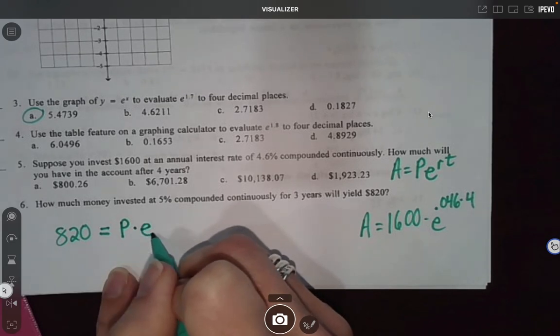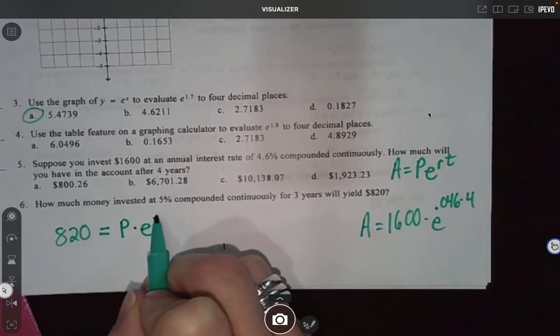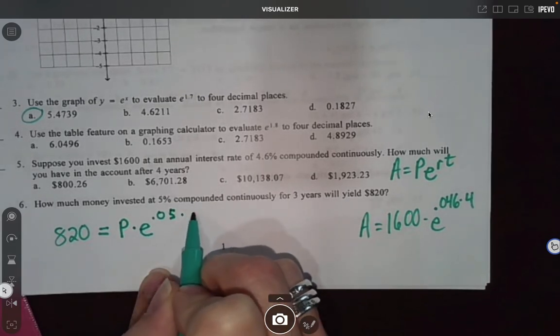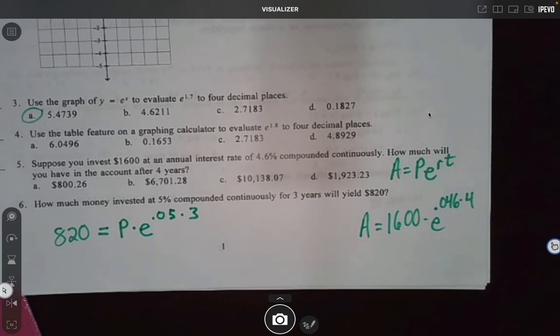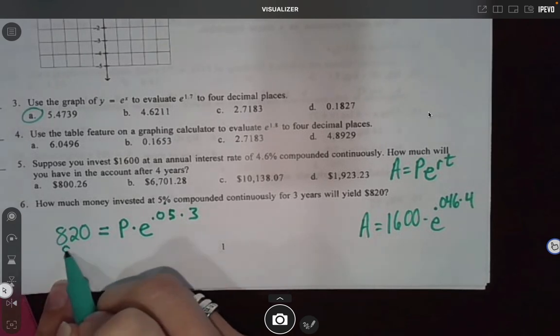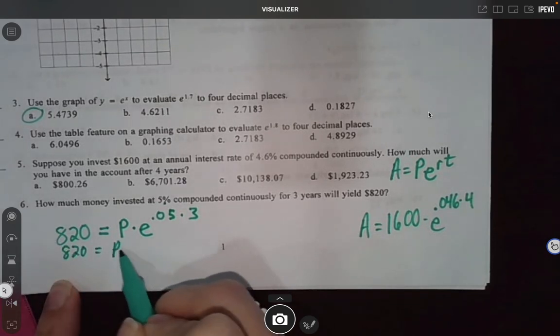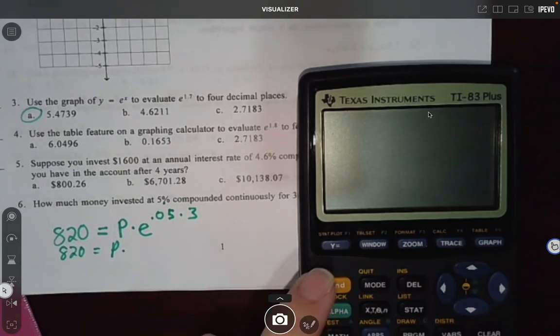And then that's E to the, what's my percent? 0.05 times 3. You move it twice. Well, if it was behind the 5, it should be 0.05. You can just always divide it by 100 to see. Now, I can just figure out what in the world that number is. 820 equals P times, what is this number? I've got to switch those batteries. E to the 0.05 times 3.